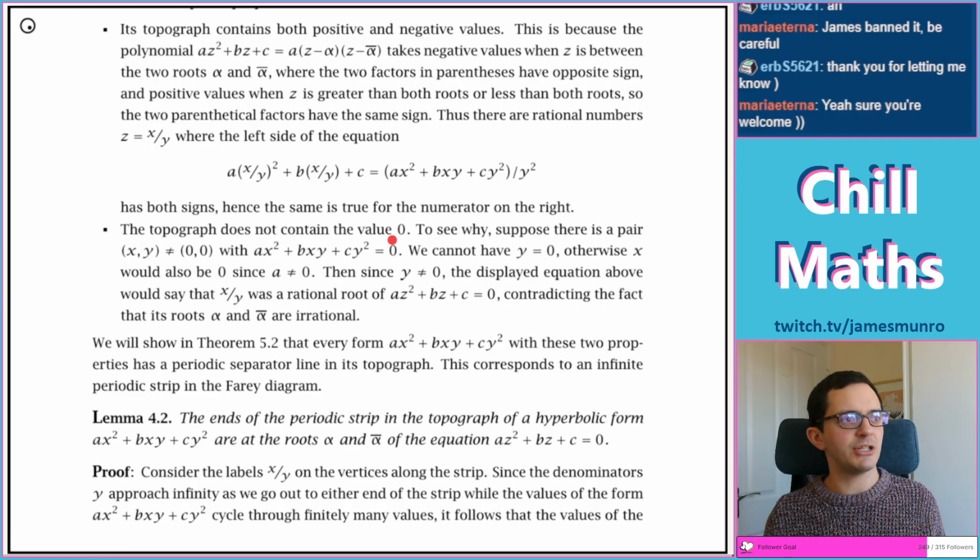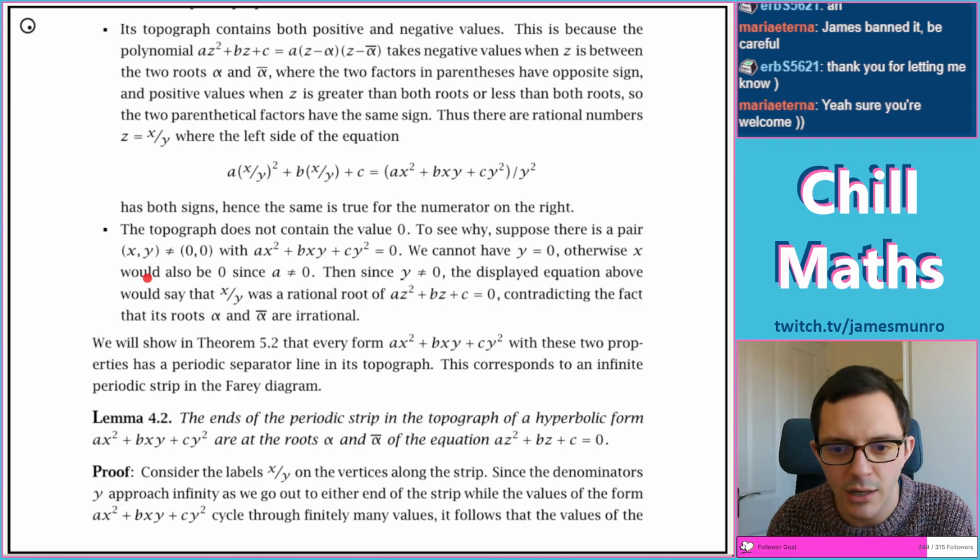You can't actually solve this for any rational number because we've already found all the roots of the quadratic. Suppose we have y at 0, otherwise x would also be 0. Since y is non-zero, we're going to take x with a rational root. We've already found those roots, and they're irrational. Good. Okay. We will show theorem 5.2.